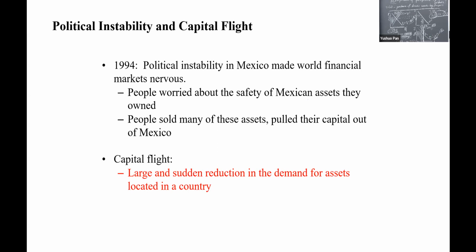When political instability happens, in whichever country, whether foreigners invested in that country or domestic residents invested in their own country, often they do not want to invest anymore because of the unstable politics. So they want to withdraw their assets and invest in other areas. So that's what happens when some country has political instability. And the definition of capital flight is the large and sudden reduction in the demand for assets located in a country.